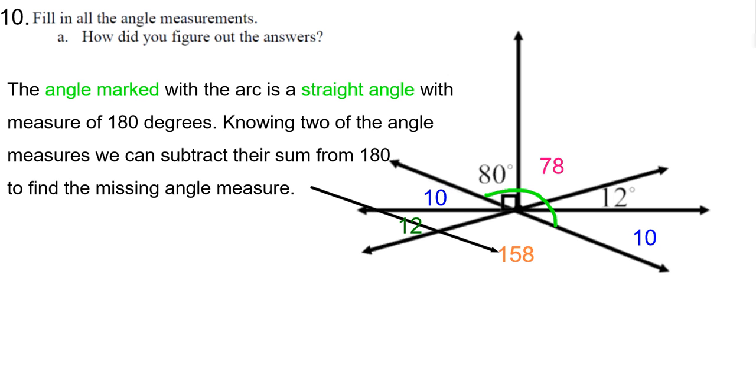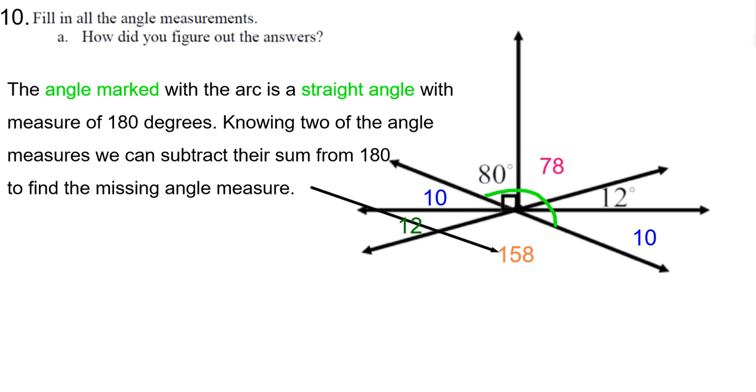Now, is that the only way you could have done that? No. We talked about how these two angles were complementary, from here to here as well. That's another straight angle, so that total should be 180. 180 minus 90 is 90. So these two here are complementary angles with a total of 90. And so again, 90 minus 12 is 78 degrees as well.